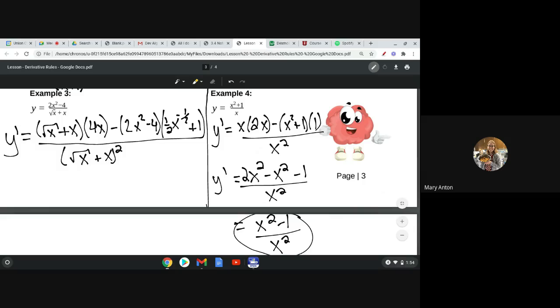What'd you do for example 3? Okay, that one even with that square root of x? I'll give you all another minute to finish writing. And when you're ready to move on, go ahead and flip the page over.